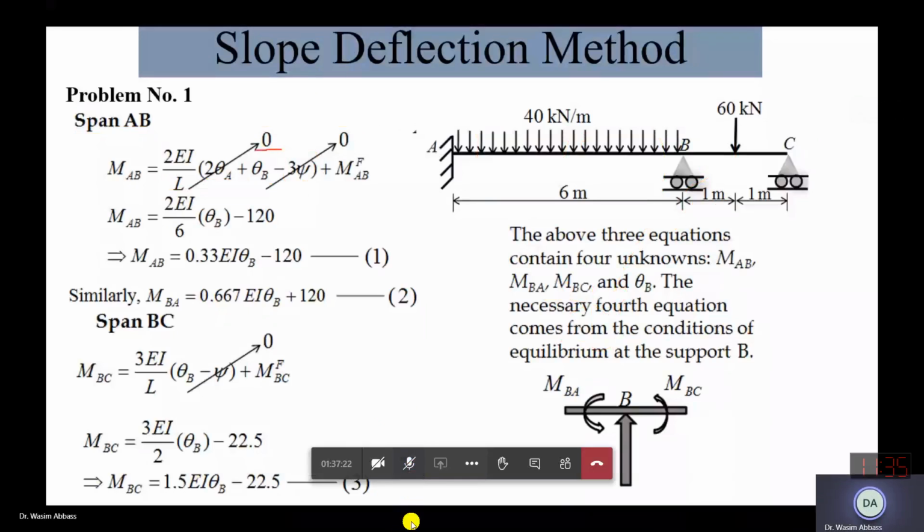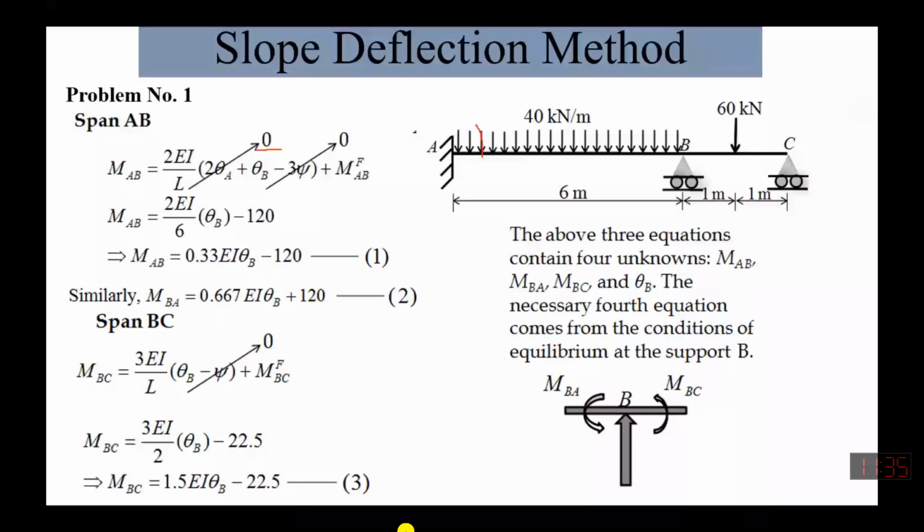Okay. So Hamza, this is a fixed support. Actually, rotation at point A is equal to 0. Now why is this psi equal to 0? As there is no settlement at point B and there will be no chord rotation, both of these are 0. So our MAB will be equal to 2 by 6 EI theta B minus 120. This will be our simplified equation for MAB.